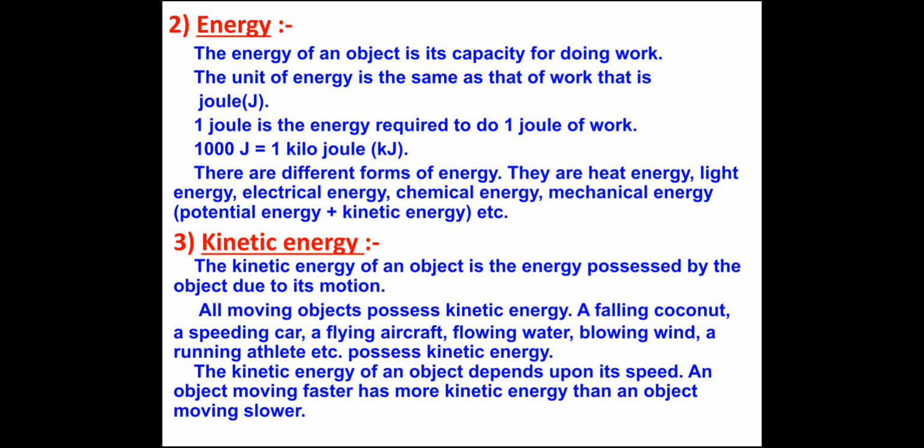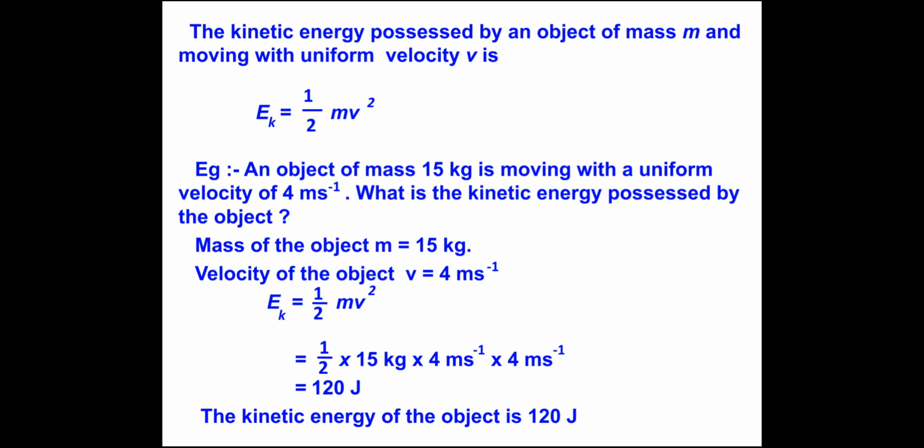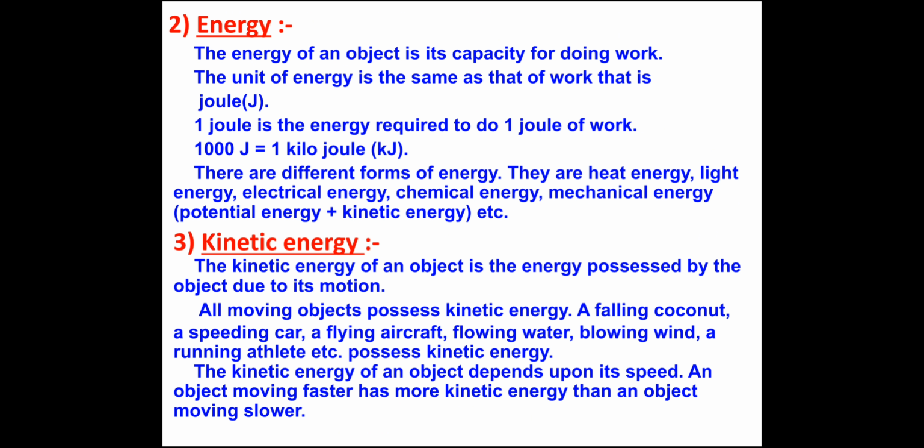Next point is energy and kinetic energy. Now see here, we will first learn what energy is, and then we will learn about kinetic energy. Energy of an object is its capacity for doing work. The unit of energy is the same as that of work, that is joule. 1 joule is the energy required to do 1 joule of work, and 1000 joule is equal to 1 kilojoule.